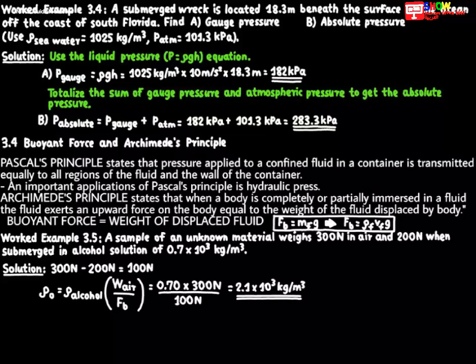Add the gauge pressure and atmospheric pressure to get the absolute pressure. P absolute is equal to P gauge plus P atmospheric, 182 kilopascal plus 101.3 kilopascal, which is equal to 283.3 kilopascal.